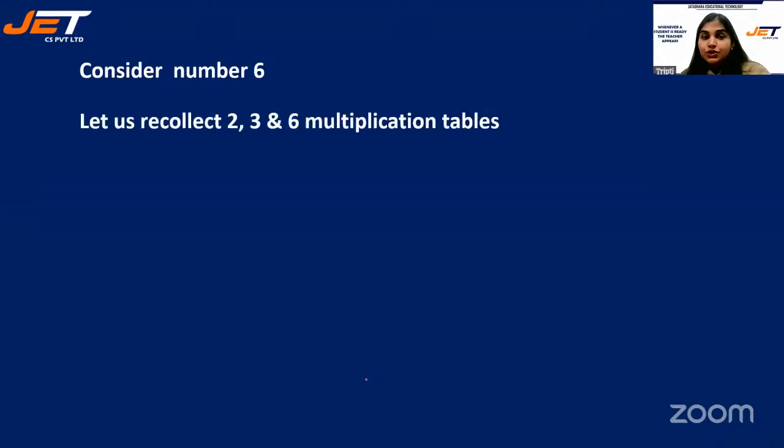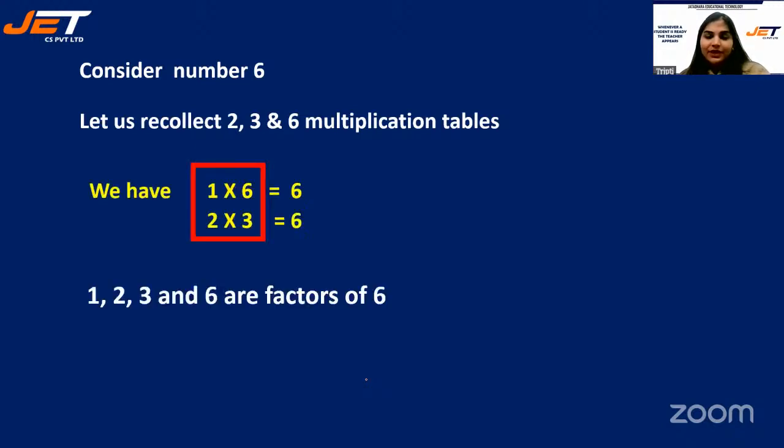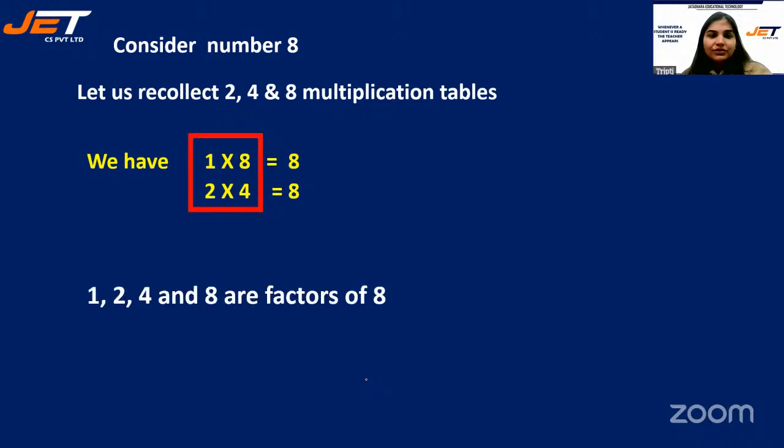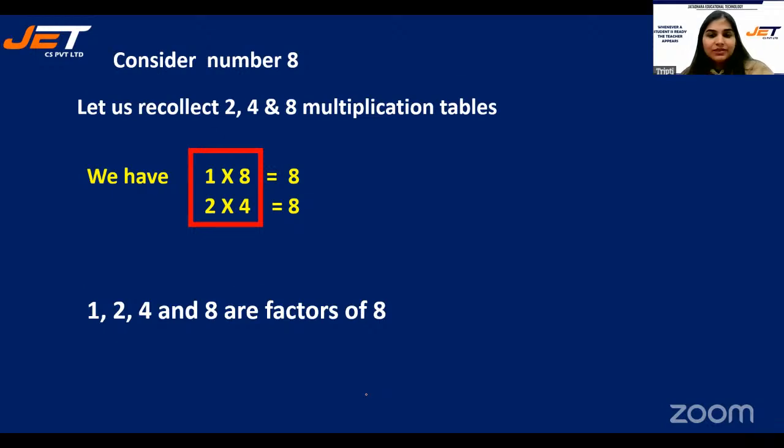6. What are the factors of 6? So it means number 6. You see number 6 in what numbers' times table? I see it in number 1, 2, 3, and 6 itself. As you can see here, these are all the factors of 6. Number 8. So 1, 2, 4, 8. These are the factors of 8. So basically you have to see in which numbers' times table you see these numbers.